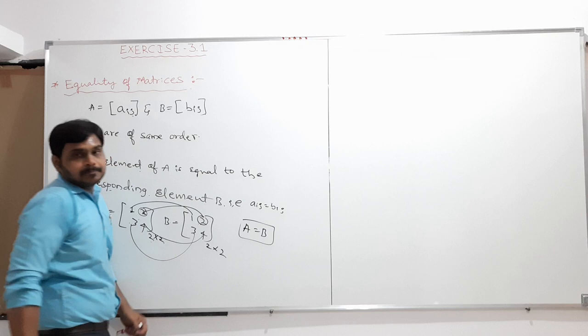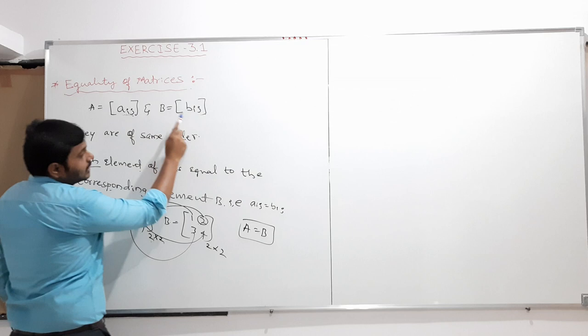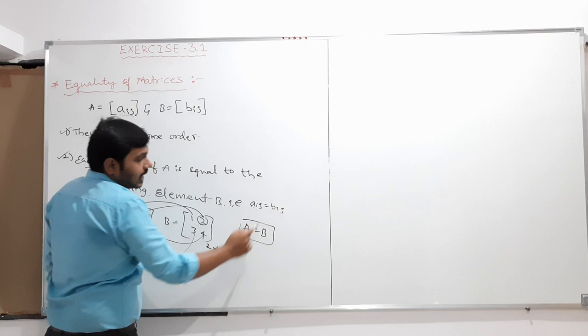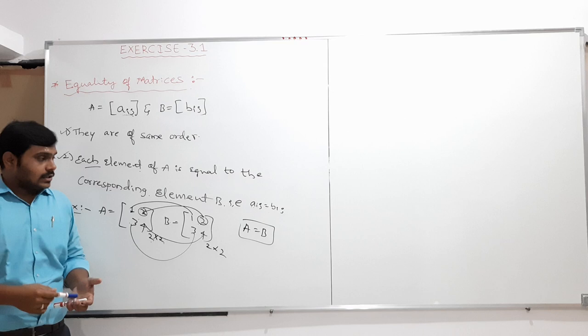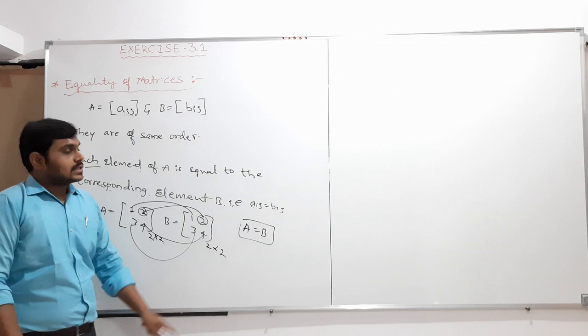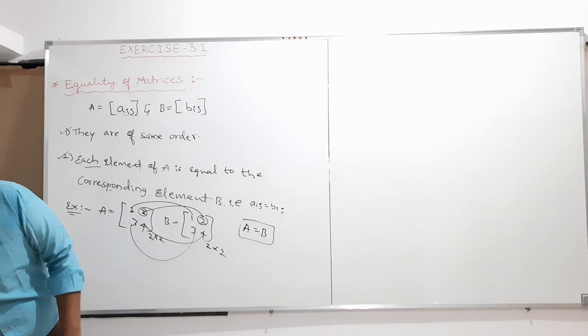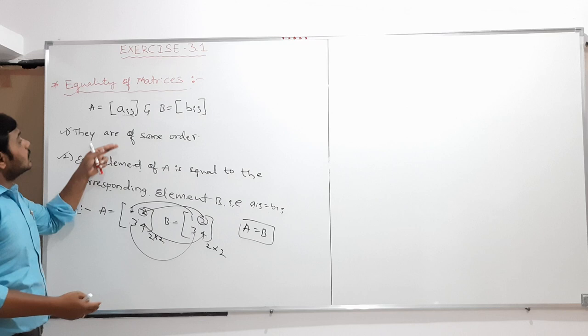Aij is equal to Bij because in matrix A the element will be Aij, and in matrix B the element will be Bij. So Aij is equal to Bij for the i and j rows and columns, where i is the same row and j is the same column. This is the condition we are going to discuss, and based on this we will discuss questions on the equality of matrices. So these two matrices are equal matrices.